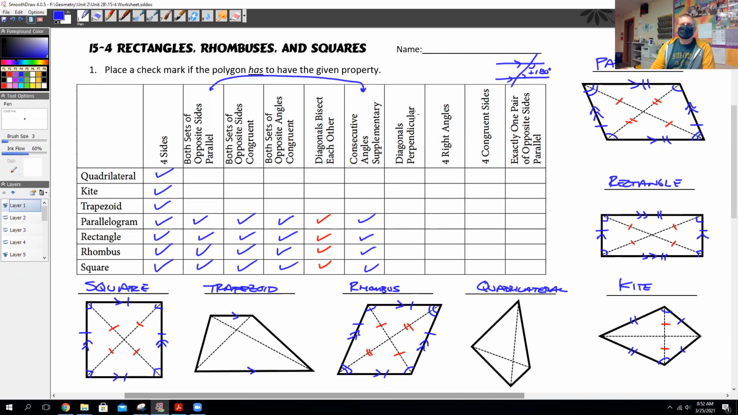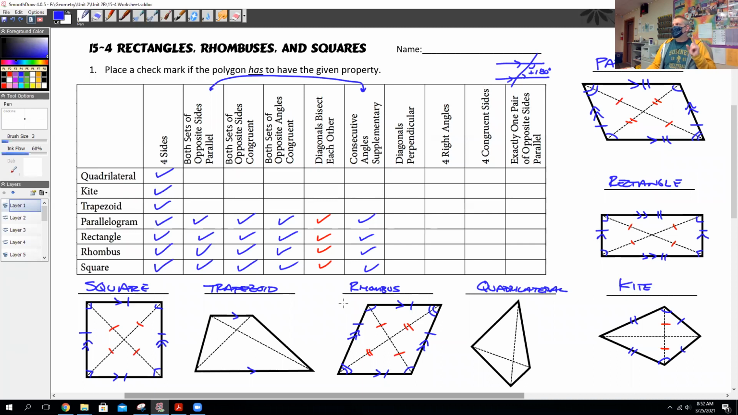Diagonals are perpendicular. So what's that mean? How can we figure out if their diagonals are perpendicular? What's perpendicular mean again? Come on, I know you know. It makes a what? What's that? I can't hear. Yeah, they do intersect, but they intersect if they're perpendicular. What are perpendicular lines? What do they look like?